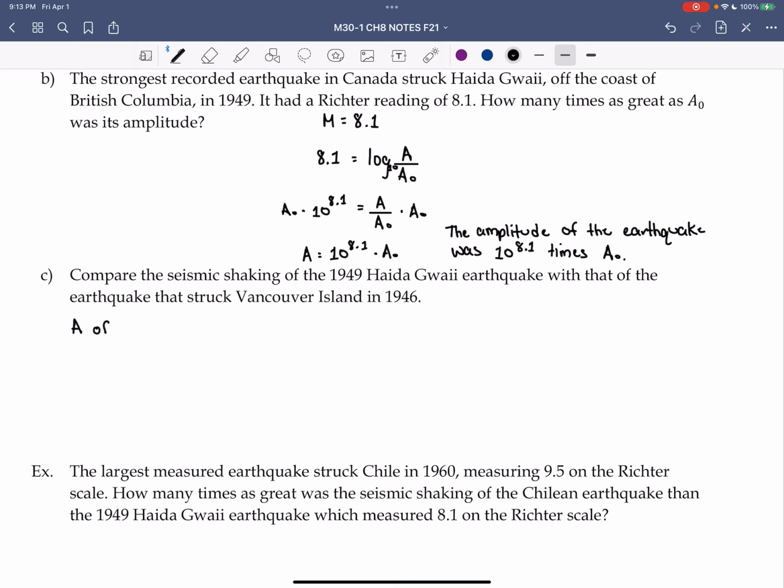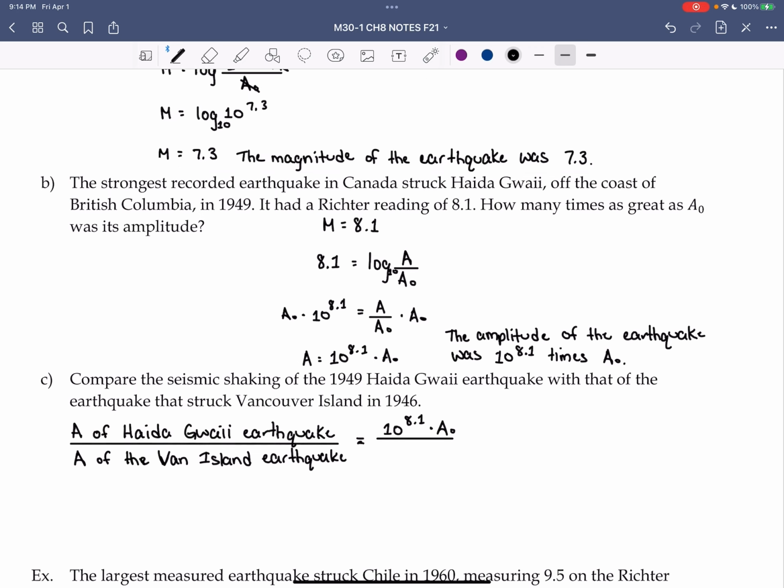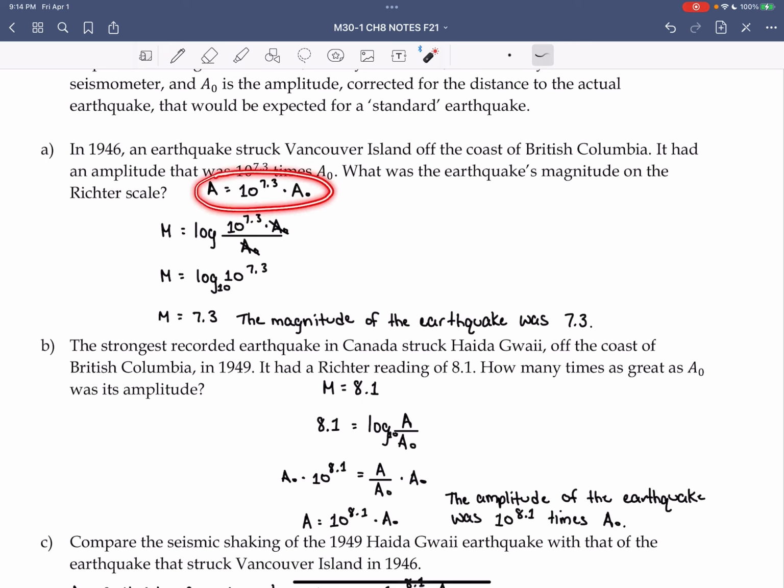So the amplitude of the Haida Gwaii earthquake over the amplitude of the Vancouver Island earthquake, which equals the amplitude of the Haida earthquake we saw here, 10 to the power of 8.1 times A0, and the amplitude of the Vancouver earthquake we saw up here, 10 to the power of 7.3 times A0.